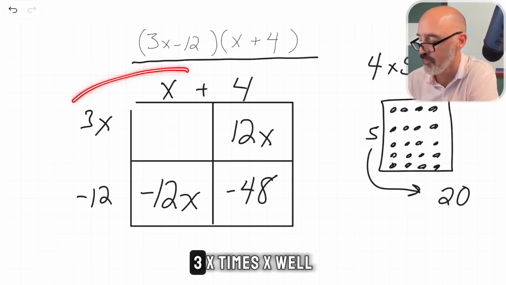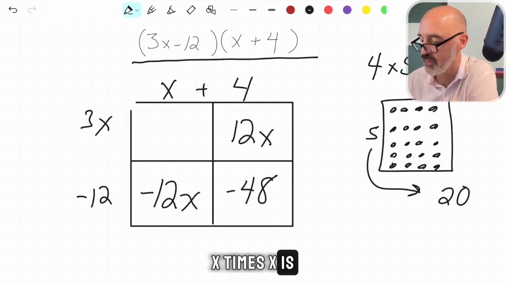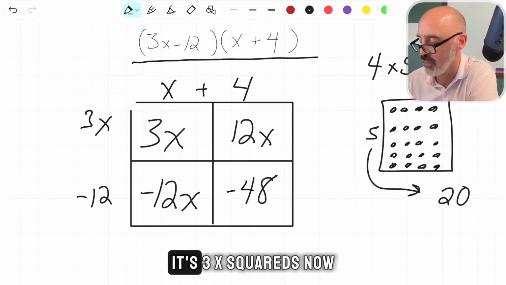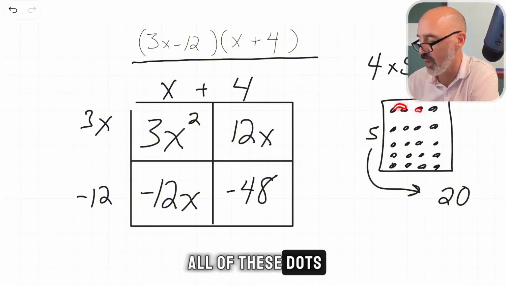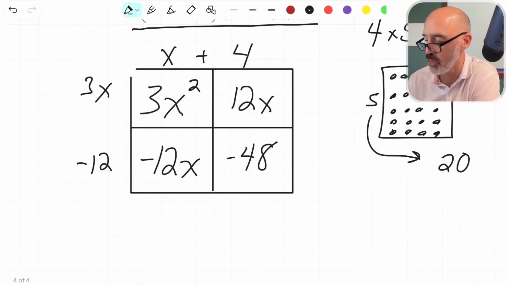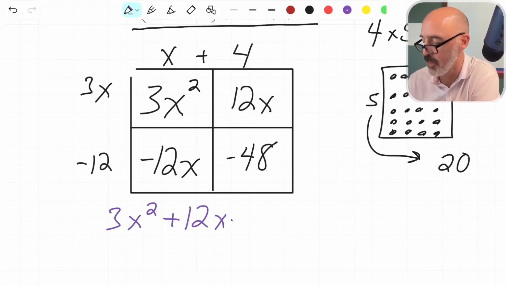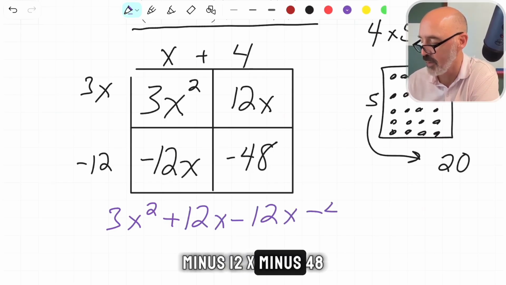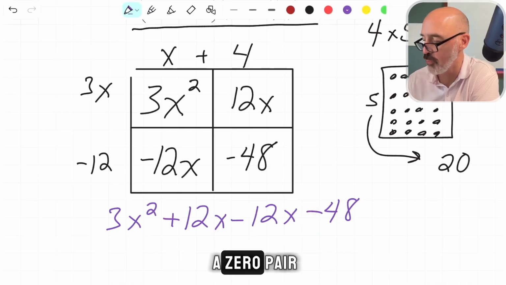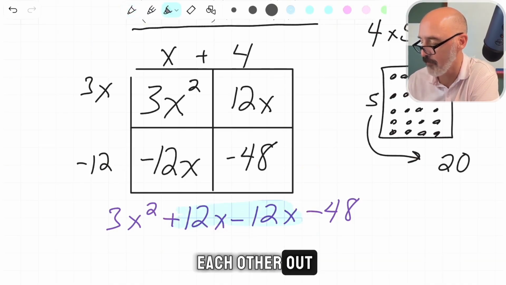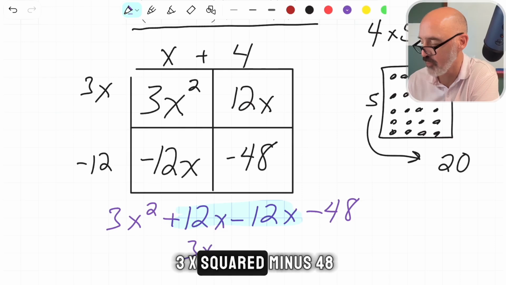And then here, 3x times x. Well, x times x is x squared. So in this case, it's 3x squared. Now, we're going to combine all of these parts, just like we combined all of these dots to get 20 dots. But here, we're going to combine 3x squared plus 12x minus 12x minus 48. And 12x minus 12x, that creates a zero pair. So these effectively cancel each other out.